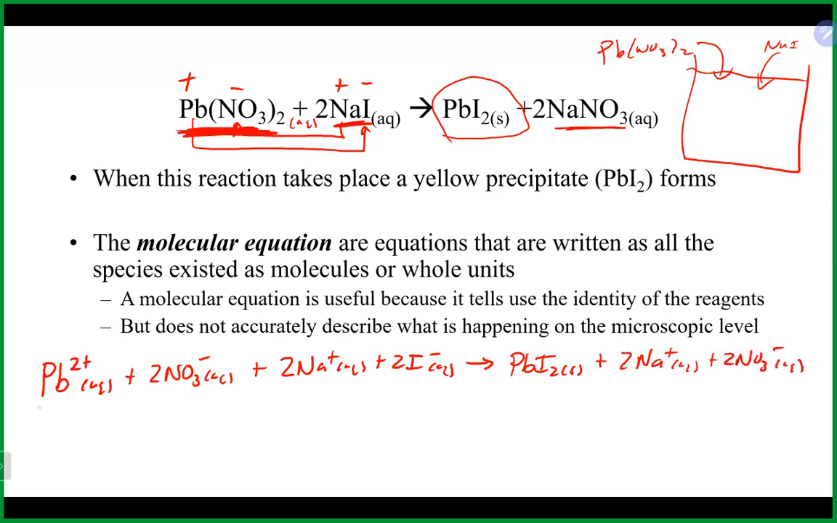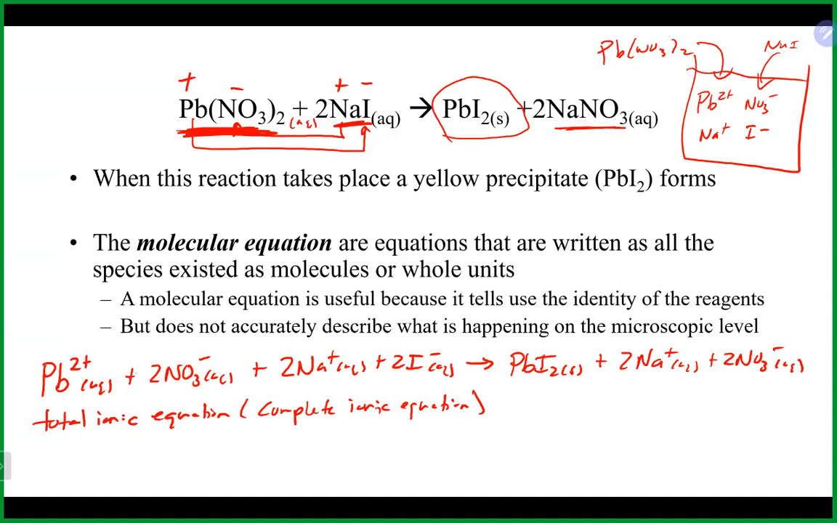And this equation, which is sometimes referred to as the total ionic equation, or complete ionic equation, depending on your book, describes basically what happens when we put these 2 solutions together. So when we put these 2 solutions together, essentially we have our lead ions floating around, nitrate ions, sodium ions, and iodide ions. And again, these guys are basically free floating in that solution.